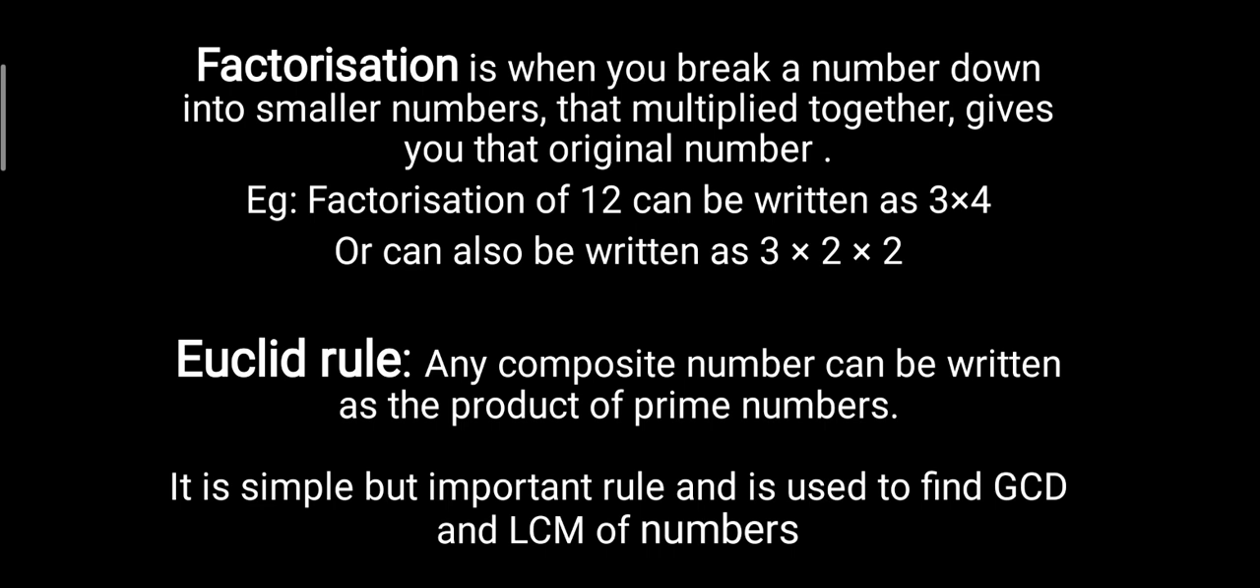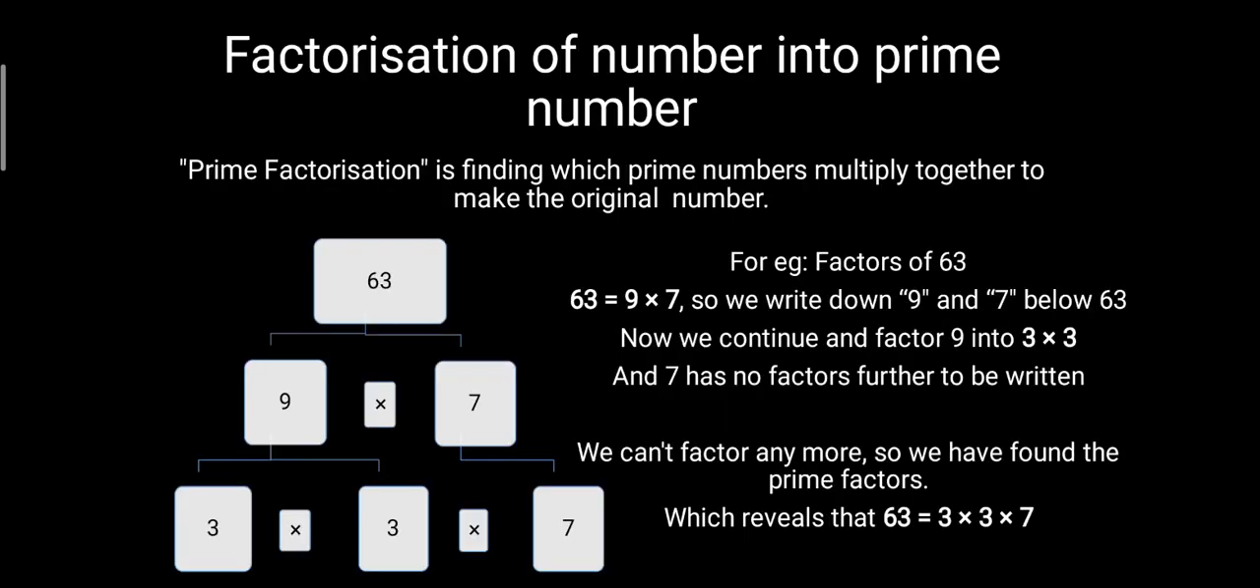Euclid, a mathematician, stated that any composite number can be written as a product of prime numbers. For example, 6 is a composite and 6 can be written as 2 into 3. 2 and 3 both are prime numbers. These rules can be used for finding GCD and LCM. Factorization of a number into prime numbers.